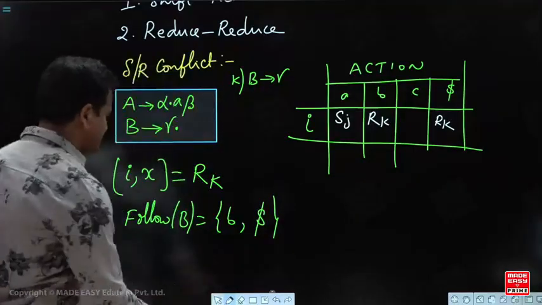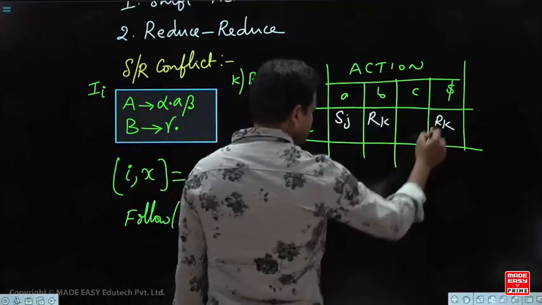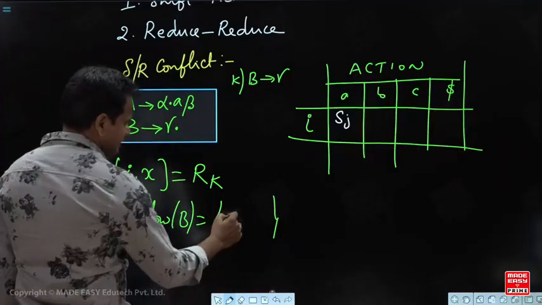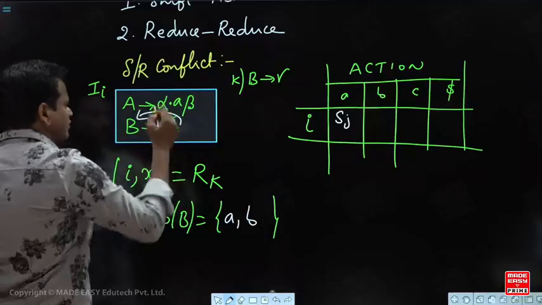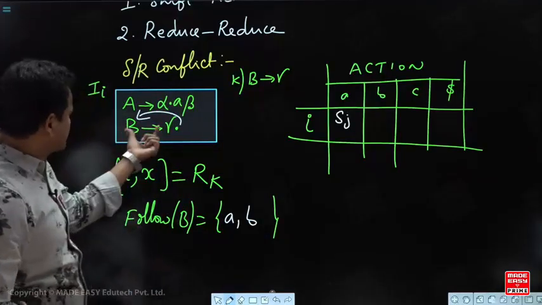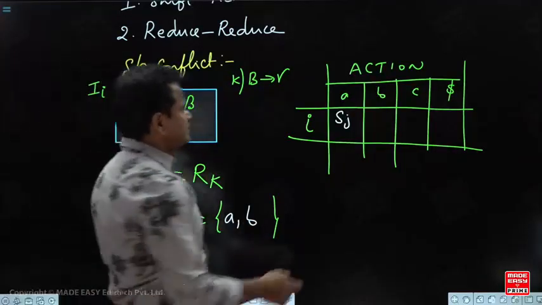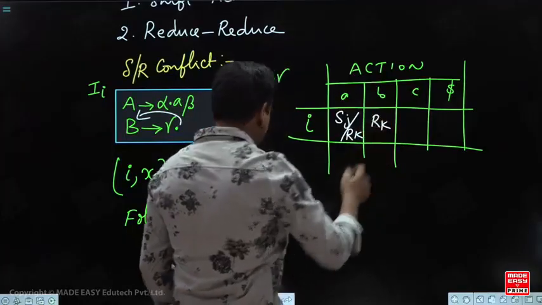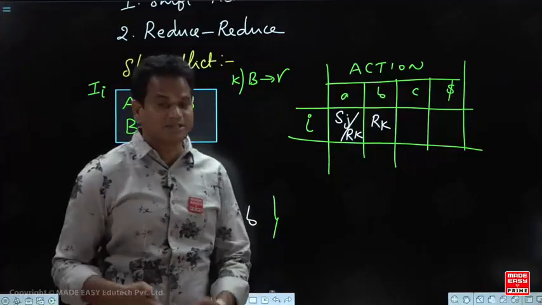Okay. Now look at this. Suppose here follow of B is a comma b. For example, what is X here? X is follow of B. Follow of B is a comma b. Then where must I enter this production? For this production, ith row, xth column, Rk. What is X? a and b. So ith row, a column, and ith row, b column, we must write the reduce.